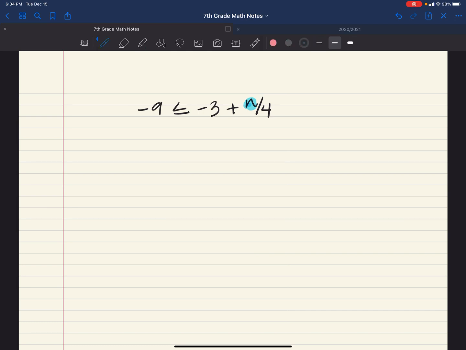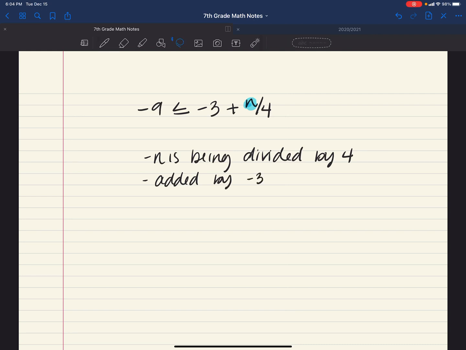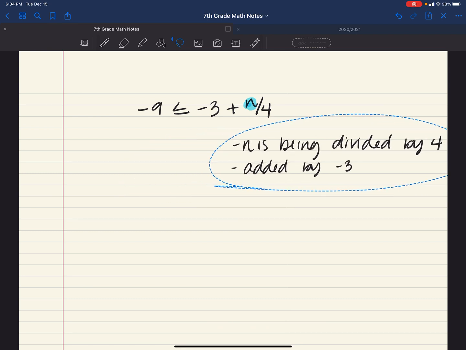I see that n is being divided by 4. And it is being subtracted. We can say added by -3, right? So added by -3. All right. Once we've established what is happening to n, we are just going to do the opposite.